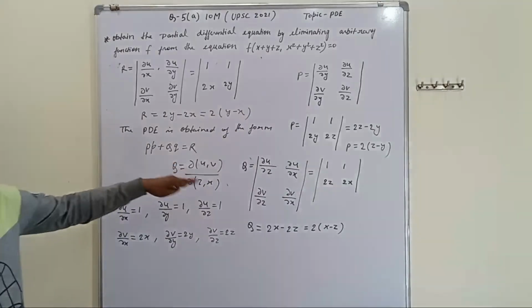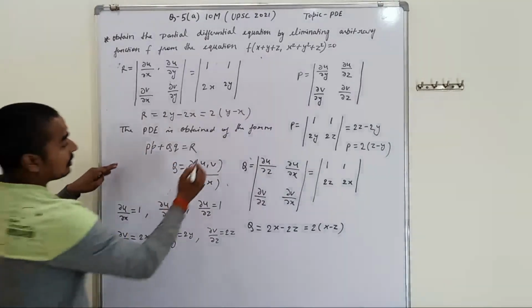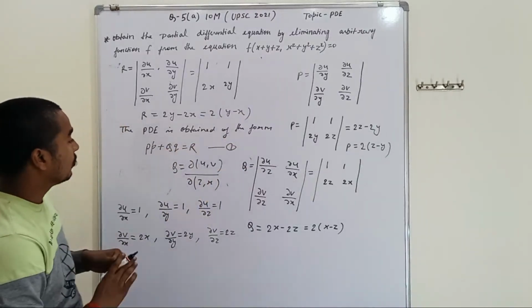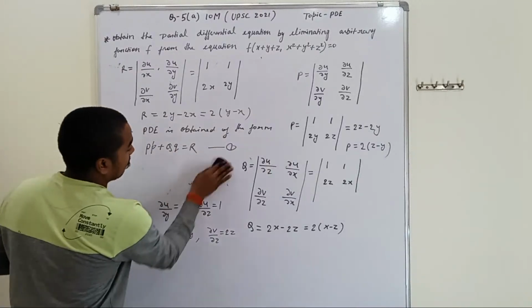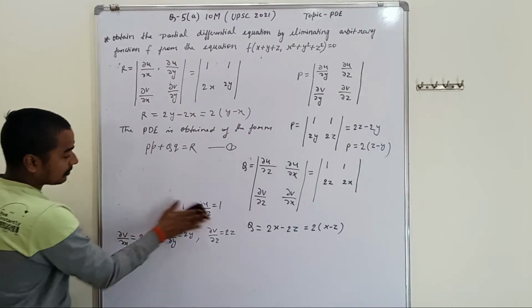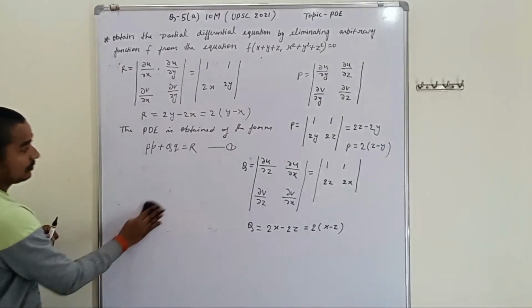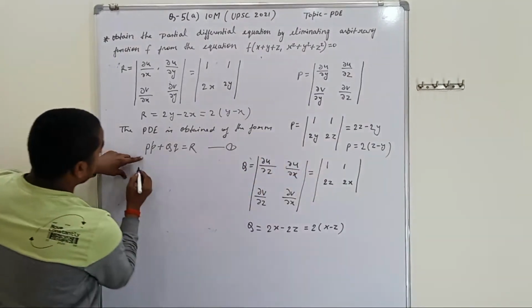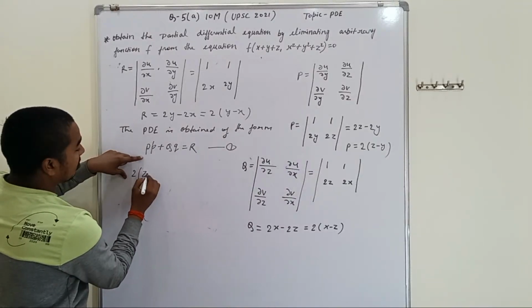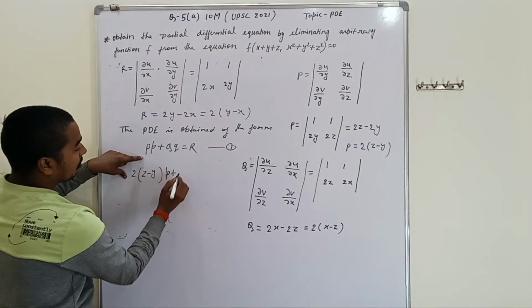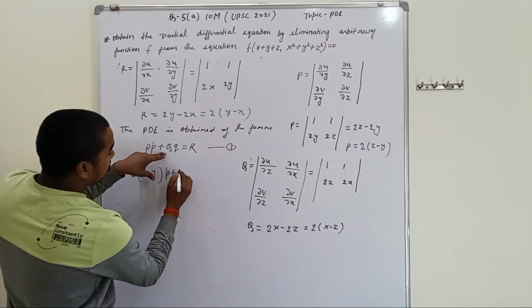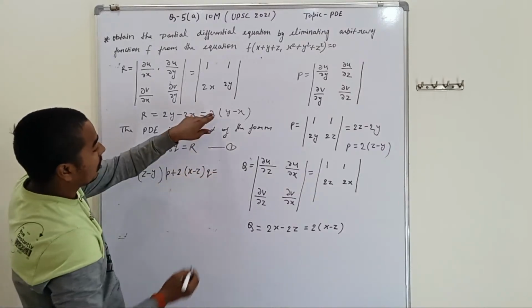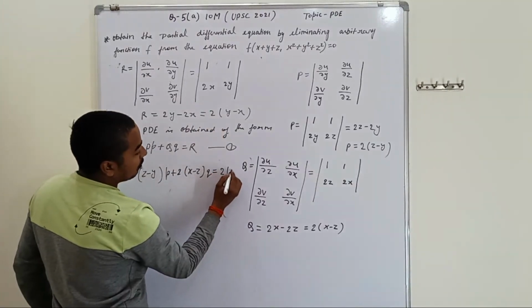Putting the values of P, Q, R in equation 1, the partial differential equation obtained is of the form: putting the values here, P is 2 times (z minus y), times small p, plus 2 times (x minus z) times q, is equal to R, the value of R, which is 2 times (y minus x).